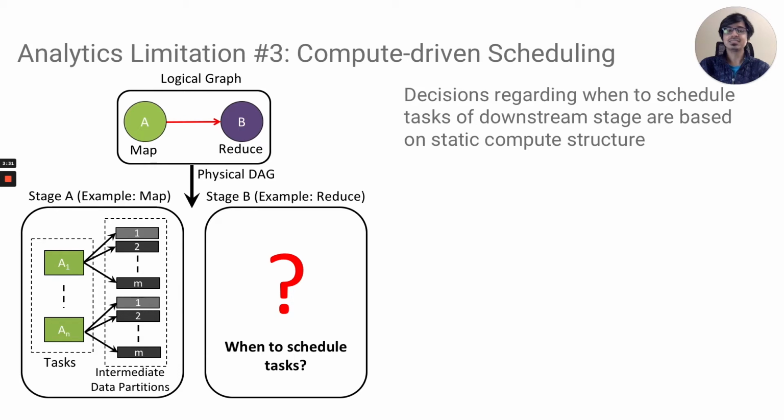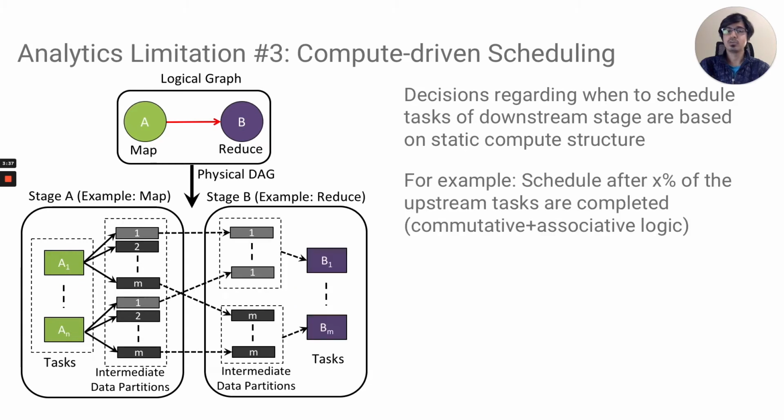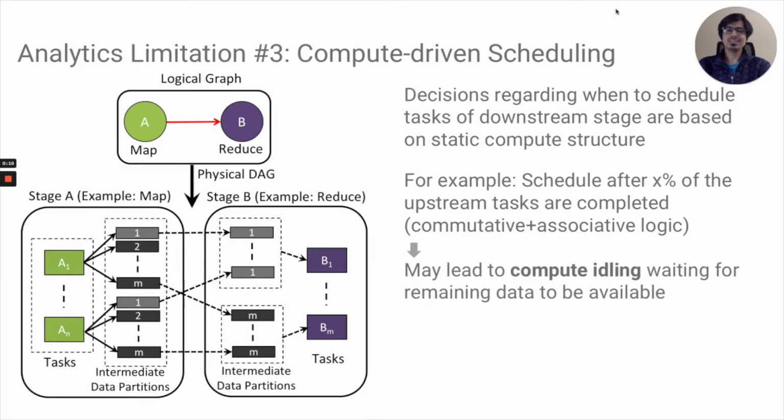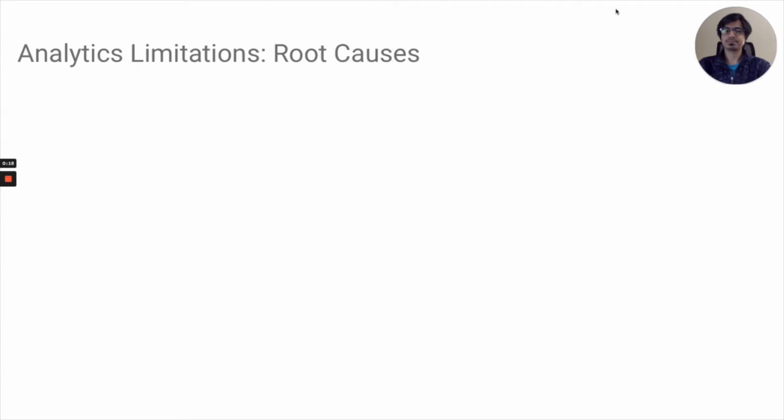Further, decisions regarding when to execute tasks of downstream stages are based on the static compute structure. For example, most systems today deploy consumer tasks once X% of upstream tasks are done. Consumer tasks start pulling data, and the idea is that the remaining producers would be done in the interim. However, this may lead to consumer tasks idling when they are waiting for the remaining data to be available, which may take longer time than expected, say due to skew.